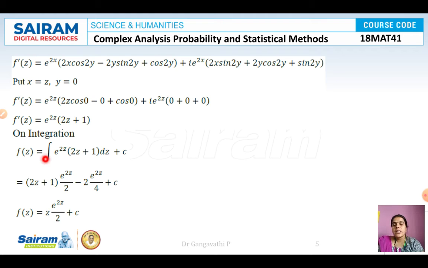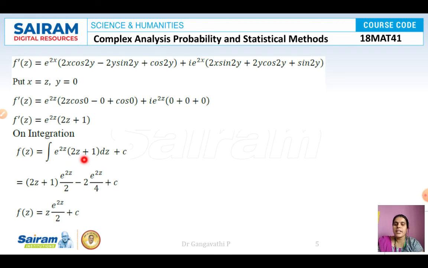Now let us integrate it. Integration of f dash of z becomes f of z. Integral of e to the power of 2z into 2z plus 1 into dz. So that is what is remaining. And integral of e to the power of 2z. Here you have got two functions.